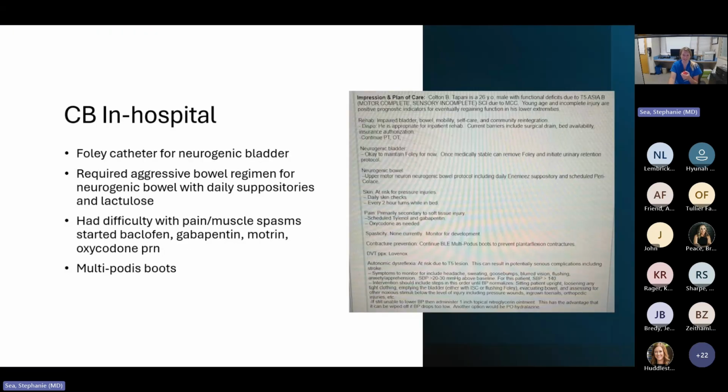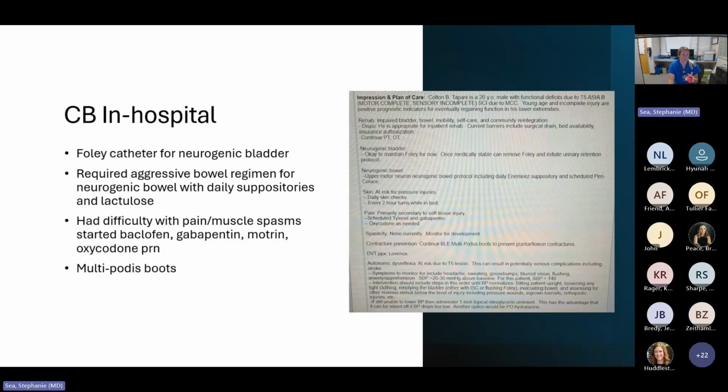Real quick, just to regroup back to CB, if you're here. So in hospital, he did have neurogenic bladder. He had a Foley catheter that was maintained until he went to IPR. He also had pretty severe neurogenic bowel, so he had an aggressive bowel regimen, daily suppositories. He actually required, I think, BID lactulose just to stay regular and disimpacted. He had extreme difficulty with pain and muscle spasms, was on baclofen, gabapentin, scheduled Motrin, Oxy. I will tell you, a year later, he has finally just gotten off, I think, the last of the baclofen.